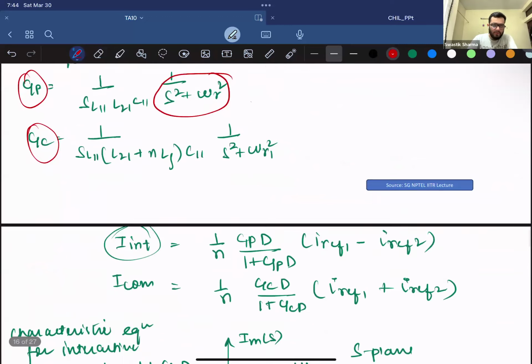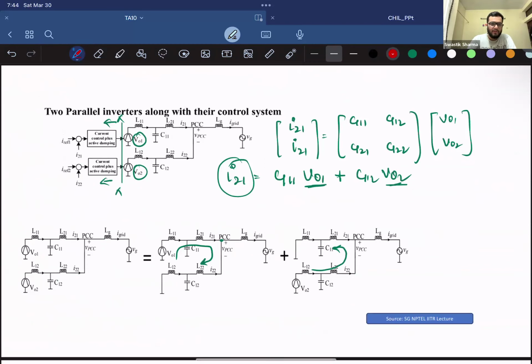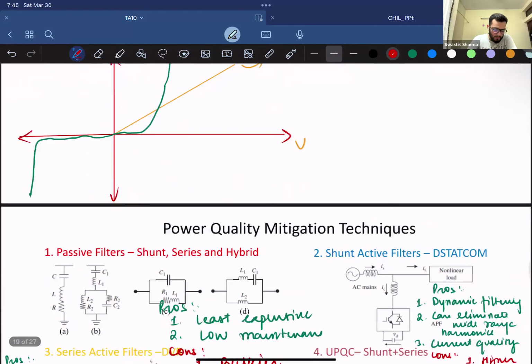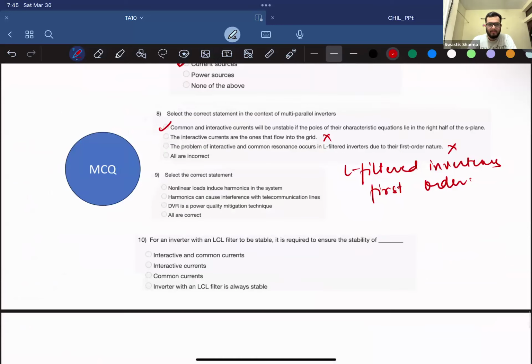When you have a first order filter, if you do the mathematics, if you just have L connected over here, the system will always be stable. It's a fact, because of the first order nature, the system will always be stable if you derive the whole circuit. And if that system is always stable, you won't have the problem of interactive current component and common current component, because they won't cause instability in your system. So the third is also incorrect. The first one says systems are unstable if poles of their characteristic equation lie in the right half plane, yeah. Next, select the correct statement.